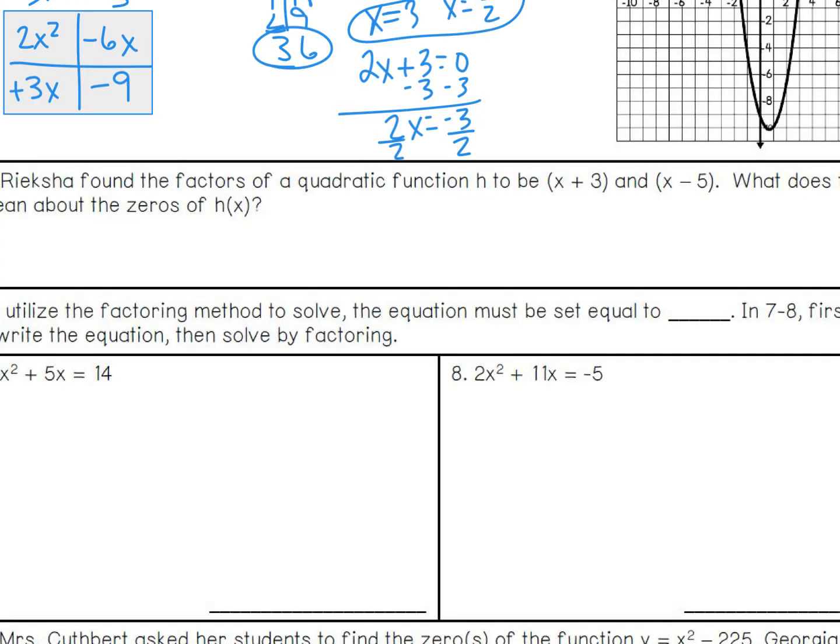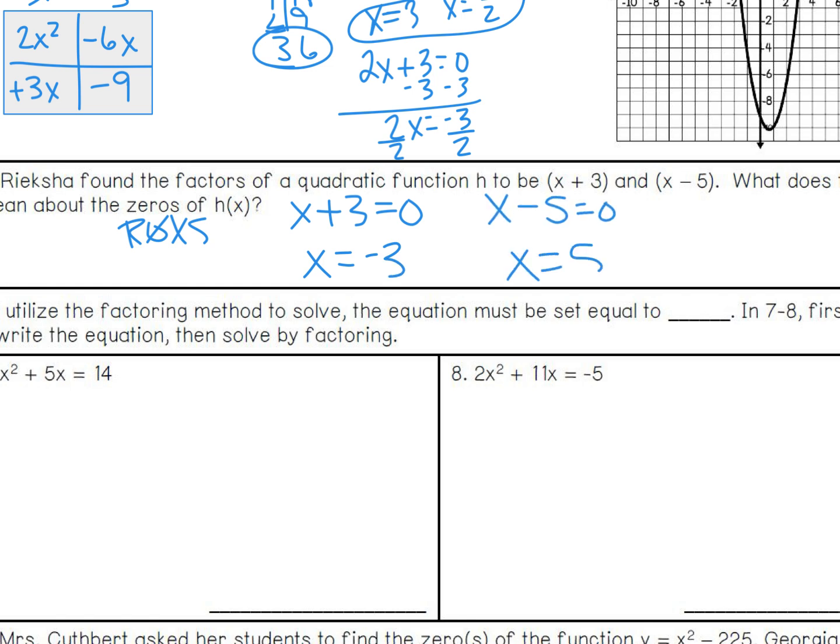Rakisha found the factors of the quadratic. So they're already giving you the factors. What does this mean about the zeros or the roots? Well, how do we go from factors to roots? We set them equal to what? Set them equal to 0. Well, if x plus 3 equals 0, what is x? x equals -3. If x minus 5 equals 0, what's x? x equals 5.